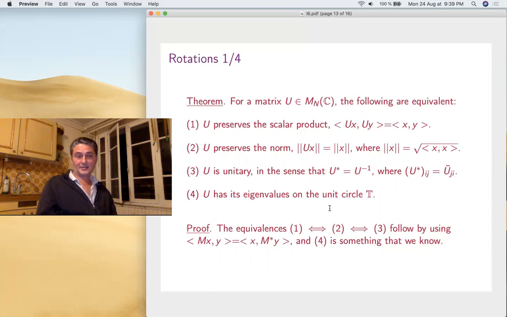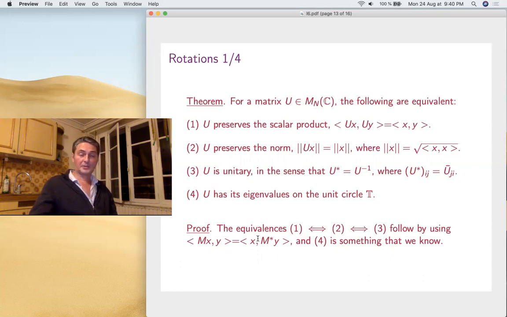Now let's end with some continuous stuff. I mean rotations. That's something we haven't talked about; this was somehow discrete stuff. So this is a reminder now. Looking at unitaries, these are things which preserve the scalar product or the norm, or which satisfy U star is U minus 1. That's something we've seen already from this formula, or which have eigenvalues on the unit circle. That's something that we know too from spectral theory.